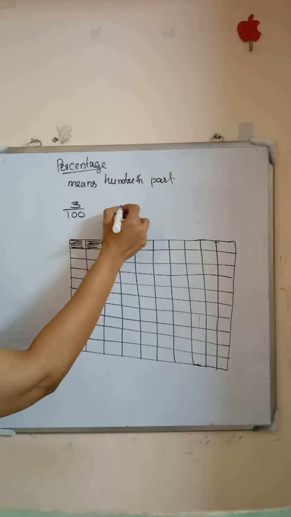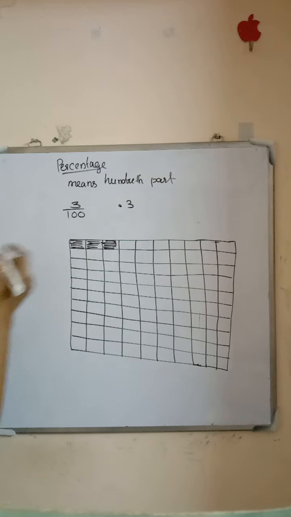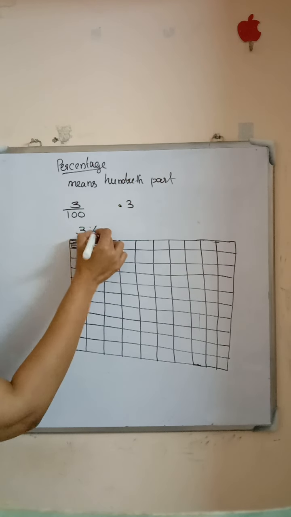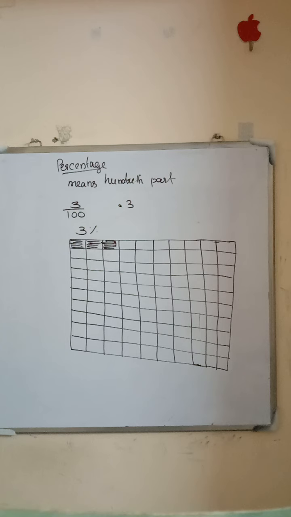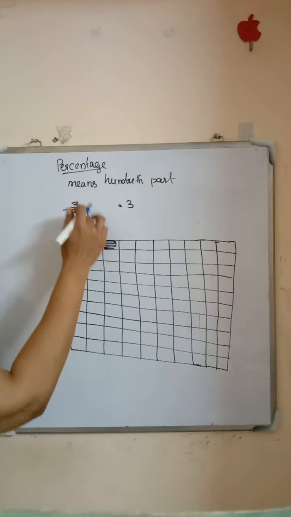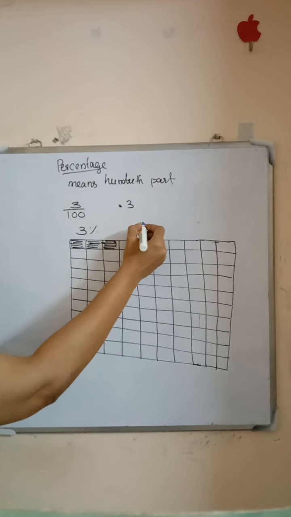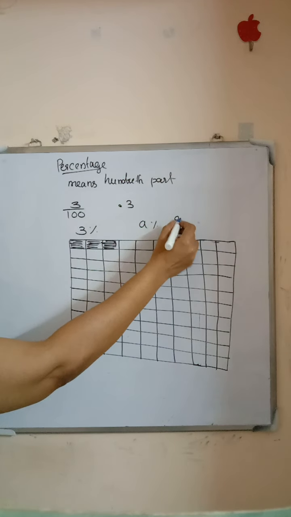Or it can be represented as 0.3. Or it is 3%. So we can represent this 3 by 100 in decimal form, also in percentage form. Percentage means it's the 100th part. 3% equals 3 by 100. Similarly, a percentage equals a by 100.